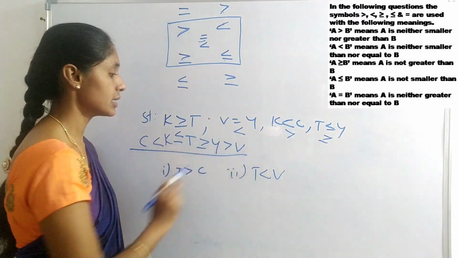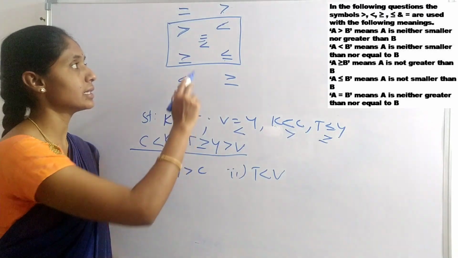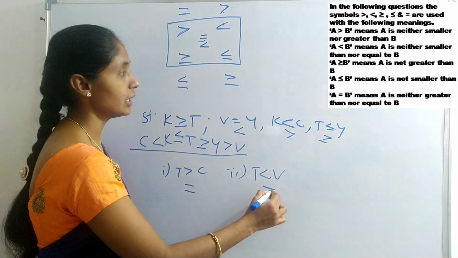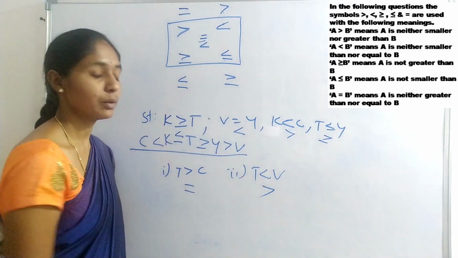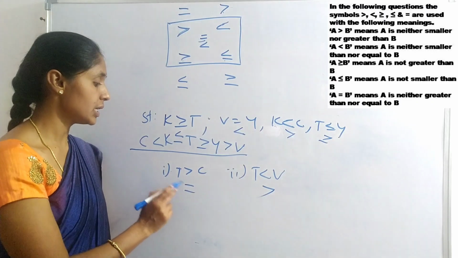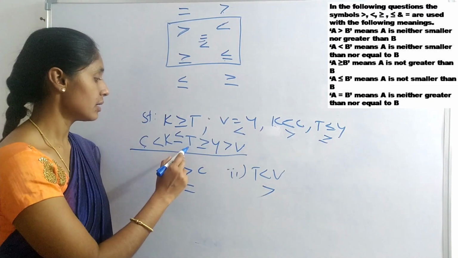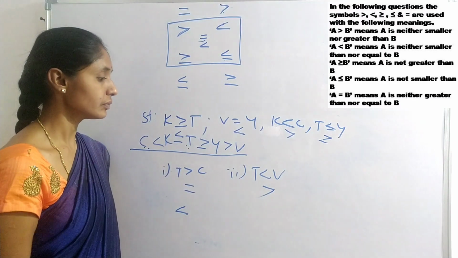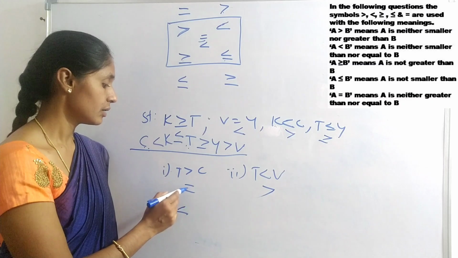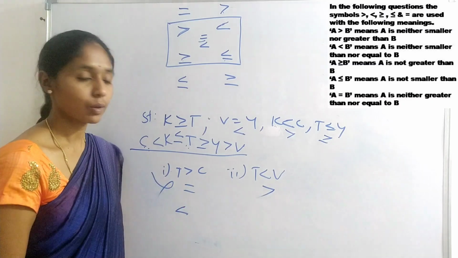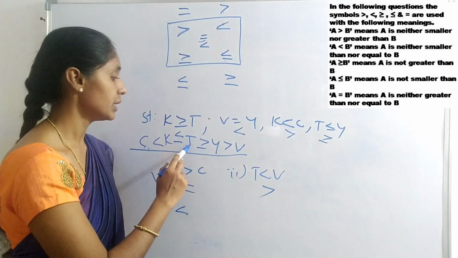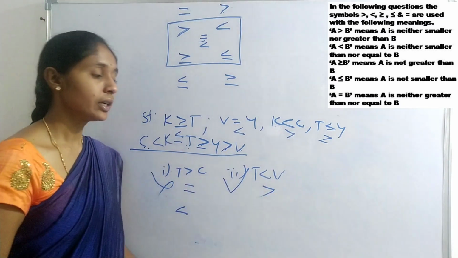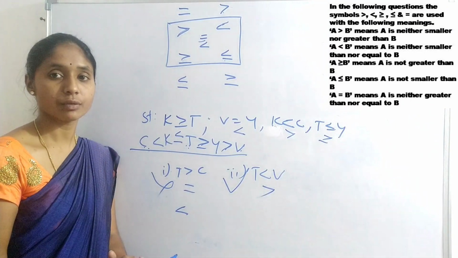This is the given statement. Conclusions are T greater than C. Greater than means T equals to C. Less than means greater than C. Sorry, greater than V. Coming to first conclusion, T equals to C. C is here, T is here. So in this the common is less than. So equals to is not correct. So option 1 is wrong. And T greater than V. T is here, V is here. So greater than is common. Conclude only conclusion 2 is true for this question.